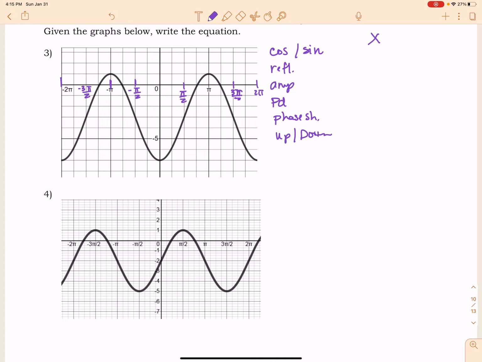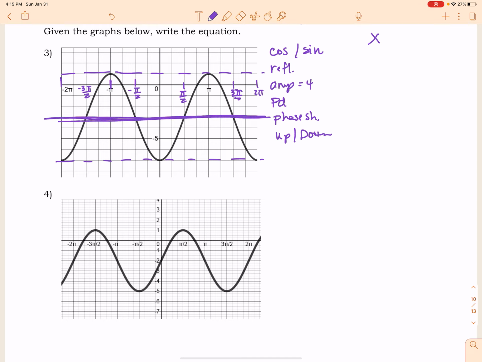All right, the next thing, I want to note the amplitude. So if you will notice up here, all the way down here, that is 8 spaces. That means my amplitude is 4. So if you will consider this, this is going to be the center of my graph. That's going to help me identify how it's drawn, okay?